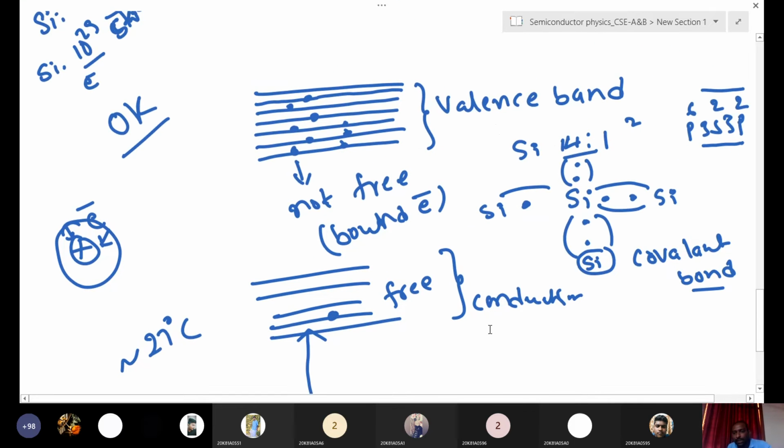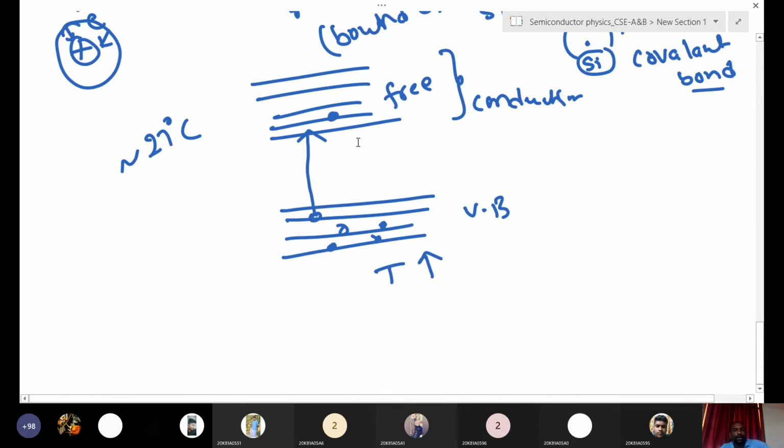These electrons get some kinetic energy, they break the covalent bond and jump into the conduction band. They become free electrons, and once they are free, they can move in any direction. So then we will get current in a semiconductor. This is the difference between an insulator and a semiconductor.